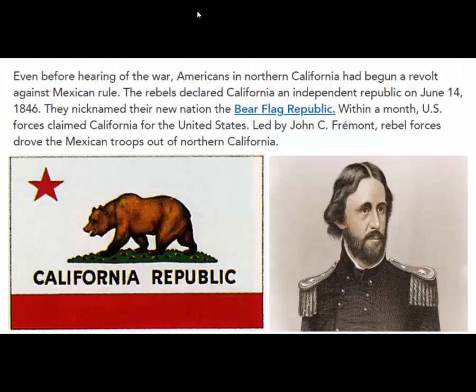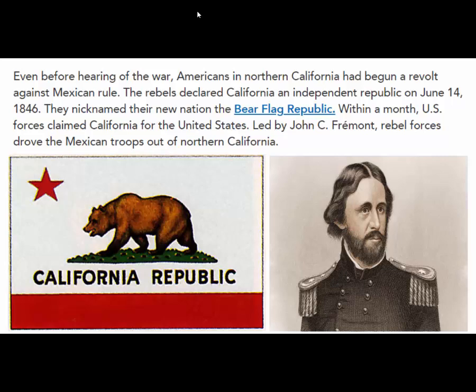Even before hearing of the war, Americans in Northern California had begun a revolt against Mexican rule. The rebels declared California an independent republic on June 14, 1846. They nicknamed their new nation the Bear Flag Republic. Within a month, U.S. forces claimed California for the United States. Led by John C. Fremont, pictured here, rebel forces drove the Mexican troops out of Northern California.